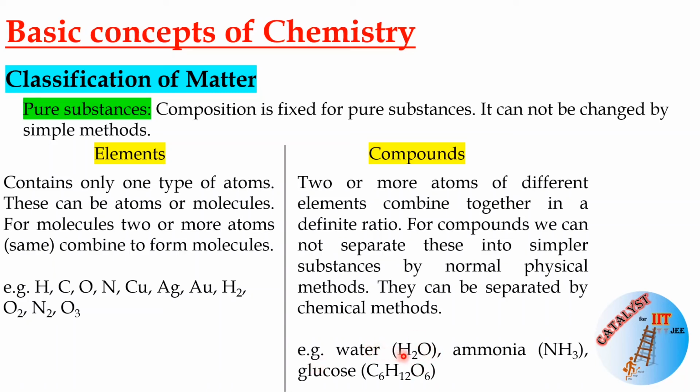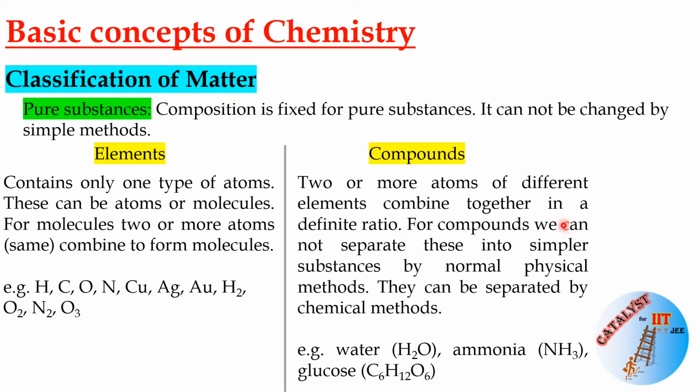For water, the composition is fixed. This ratio of the elements is fixed. Even for ammonia, NH3, the nitrogen to hydrogen ratio is 1:3, and in the case of glucose, C6H12O6, the carbon, hydrogen, oxygen ratio is 1:2:1.